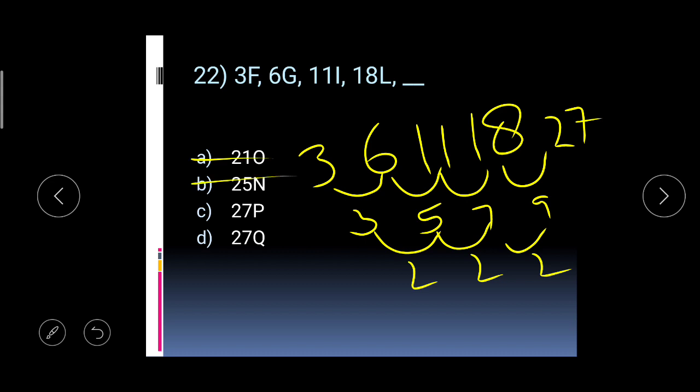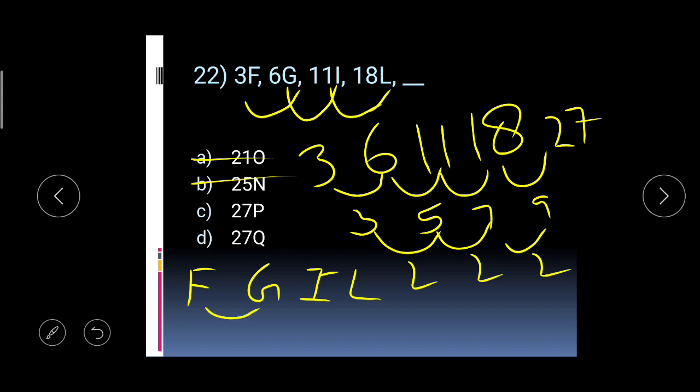Now, what is my next letter term? F, G, I, and then L. Okay, I'll write it down for you. F, then G, then I, and then L. From F, there is no gap of letters and it goes directly to G. Then there is a gap of one letter and it goes to I. Then it is a gap of 2 letters, J and K, and then it goes to L. So with each successive term, it is hopping one more letter.